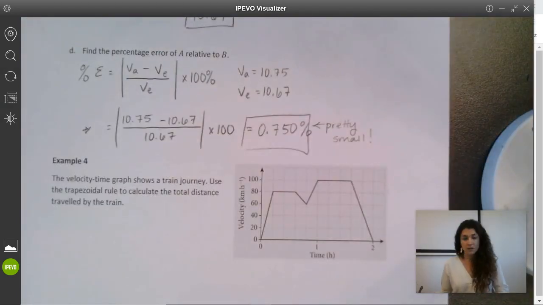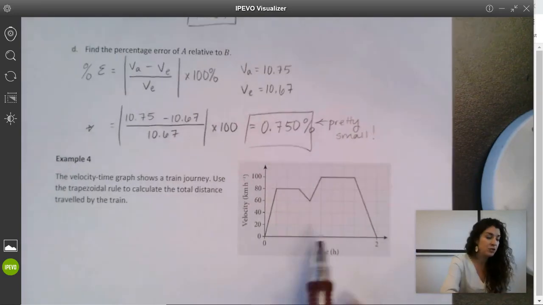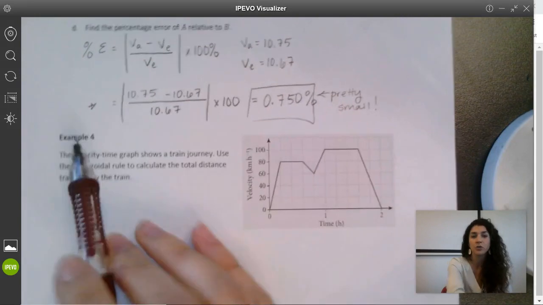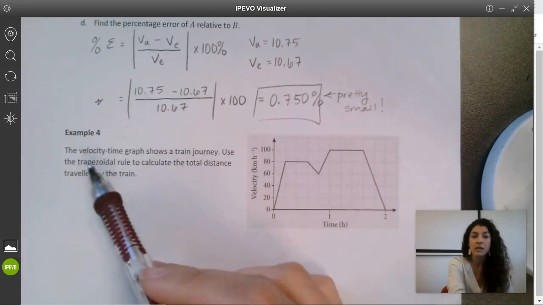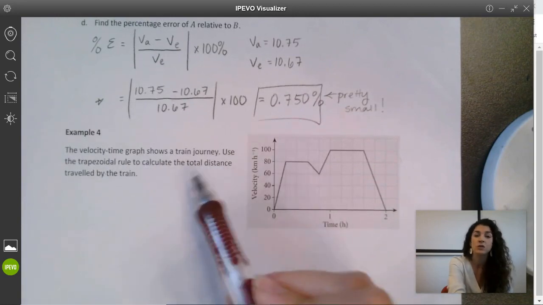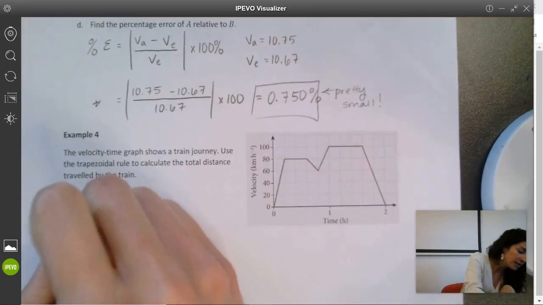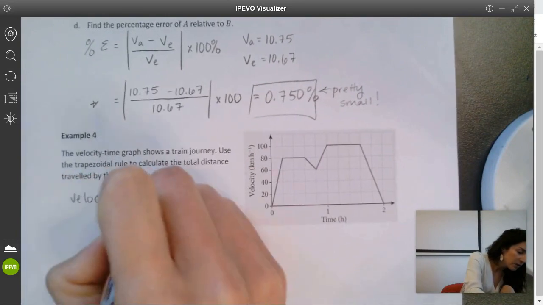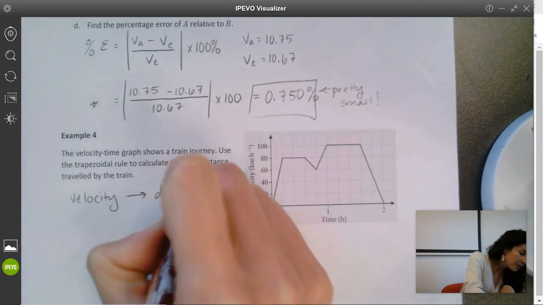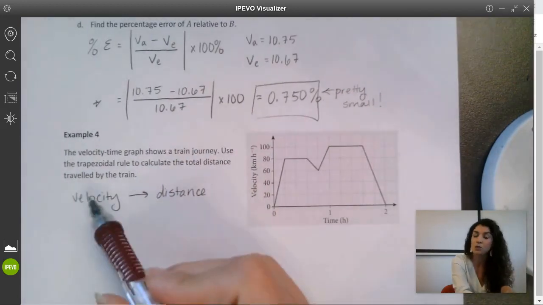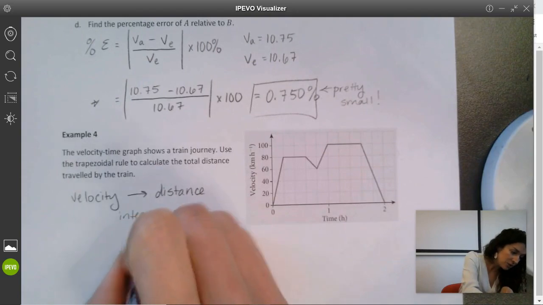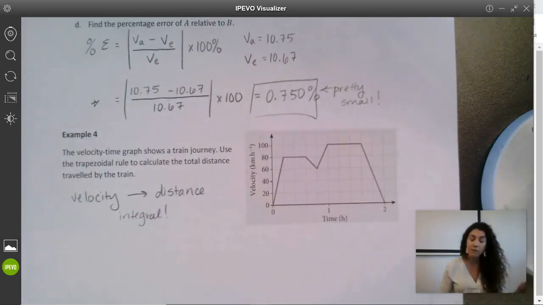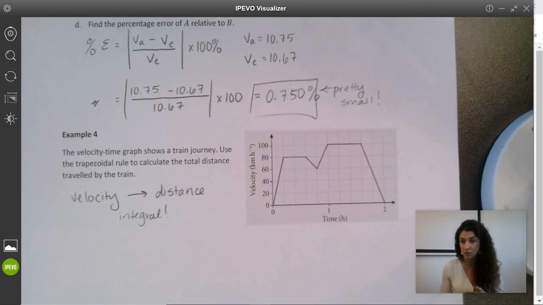Last question. So when we have a thing that we're trying to approximate the area underneath the curve, for instance, we have a velocity versus time graph shown here. That's a train journey. Use the trapezoidal rule to calculate the total distance. So remember, going from velocity to distance: in order to get from distance to velocity, we had to find the derivative. So in order to go the other way, it's the integral, right? So moving from velocity to distance would be finding the integral of that situation.